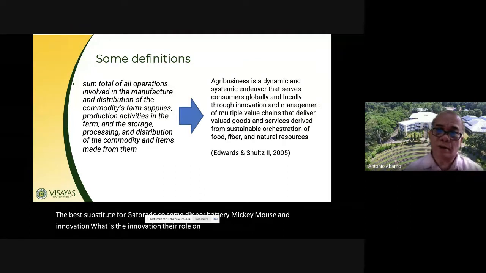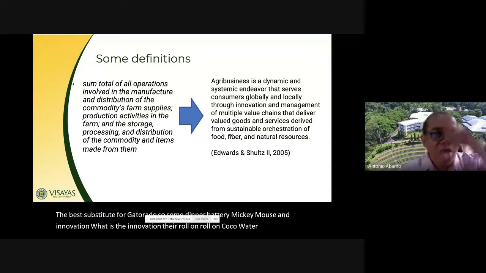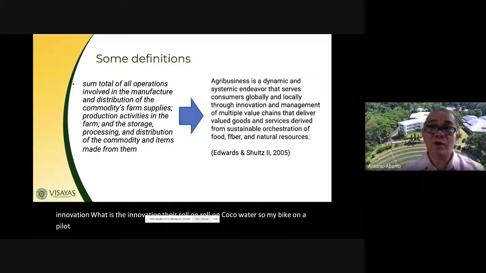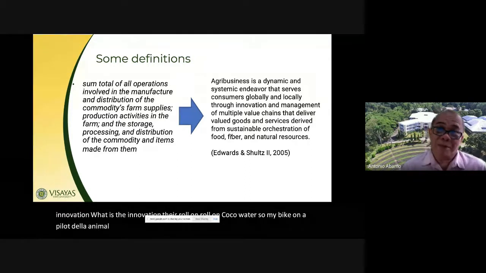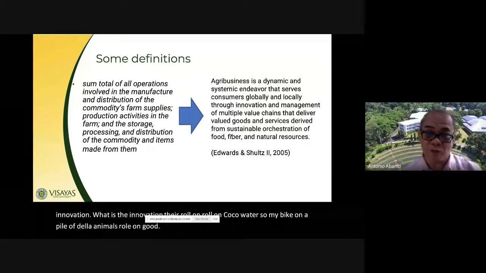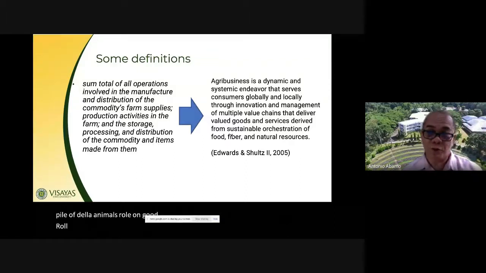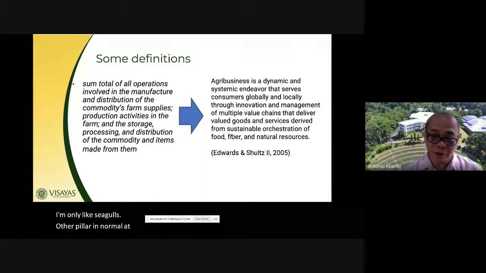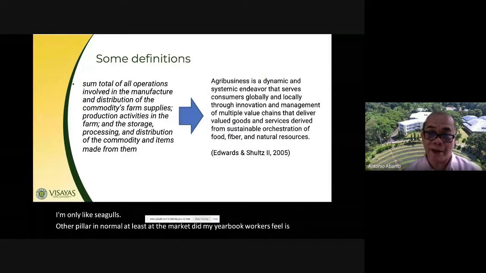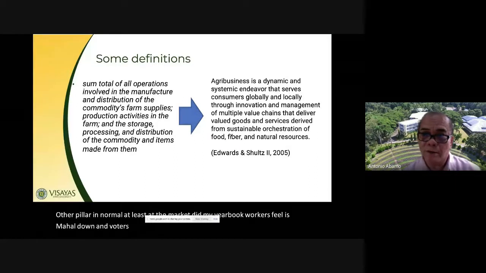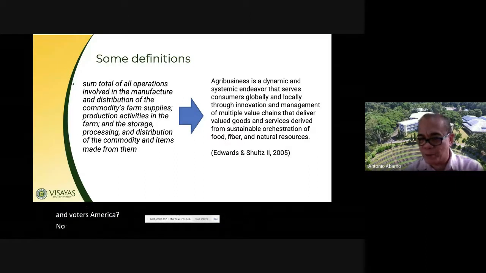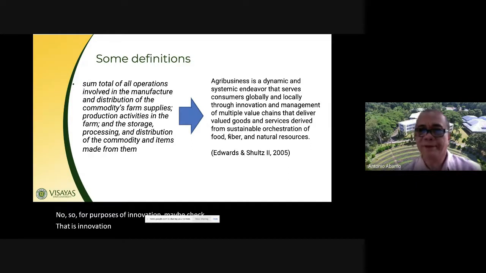Roll-on nga cocoa water. So magbike ana, pahid na dila. Ana nimo, so roll-on good. Panggos na imong dila, sige, magdus-bagnos atong cocoa water. At least, naay market. Mahal daw ang cocoa water sa Amerika. Dili sa ato, yabo lang. So, well, for purposes of innovation, maybe, check. That is innovation. Technology plus benefit.